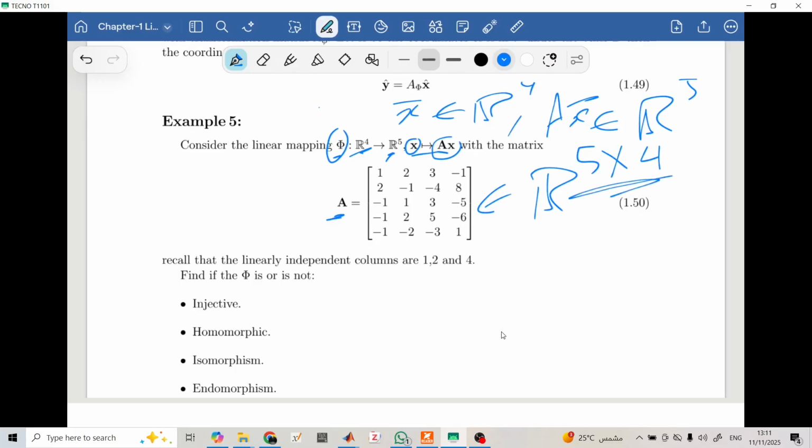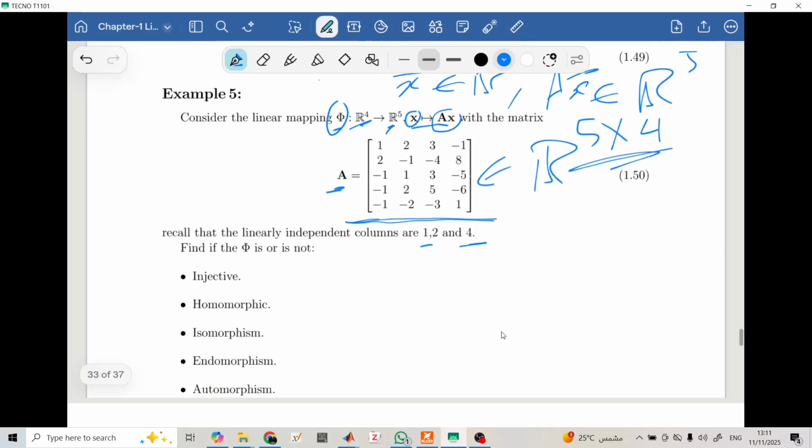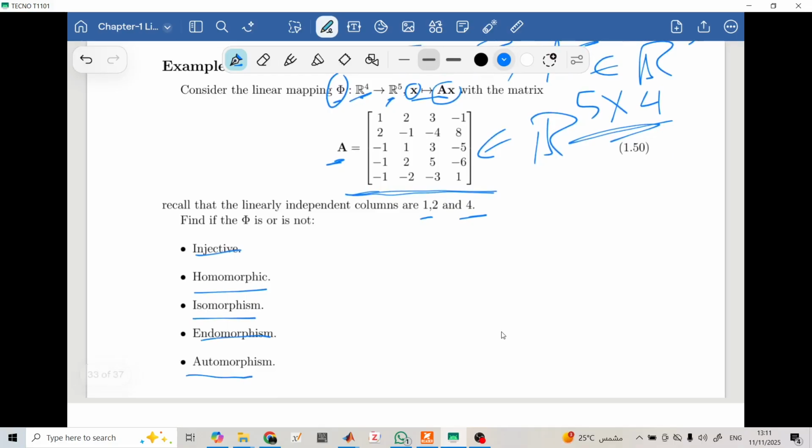Now we studied this matrix before in a previous example. We know that columns 1, 2 and 4 are independent. What we need to find is whether this matrix is injective, homomorphic, isomorphic, endomorphic or automorphic. We use this fact, and this fact as well. We have done that in a different video regarding this example, so we'll move on.